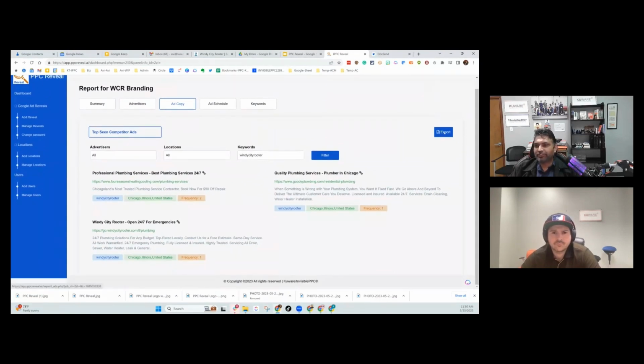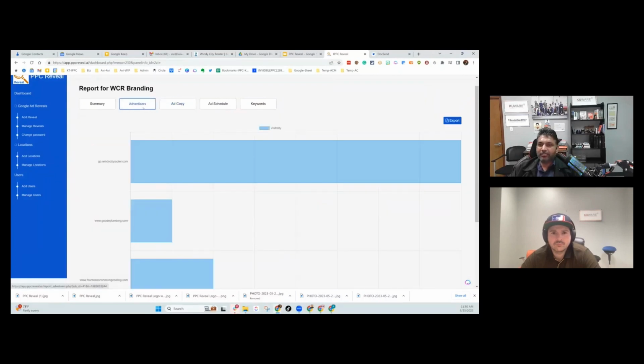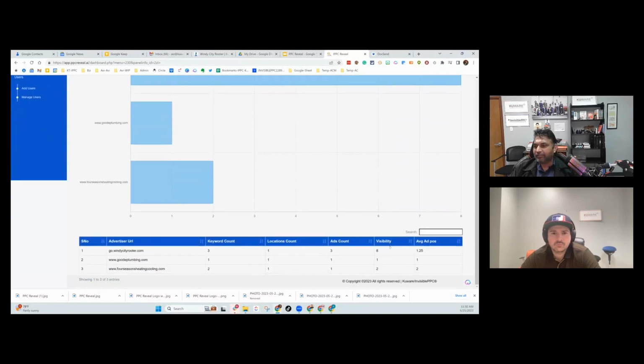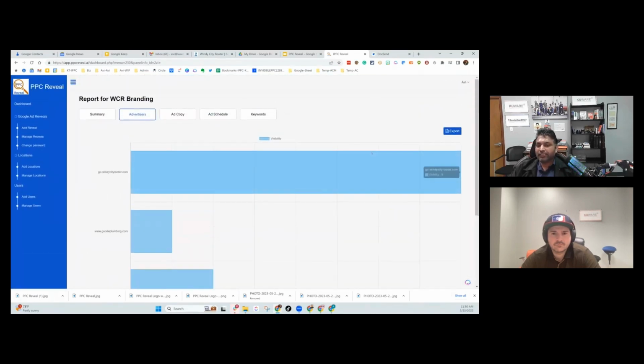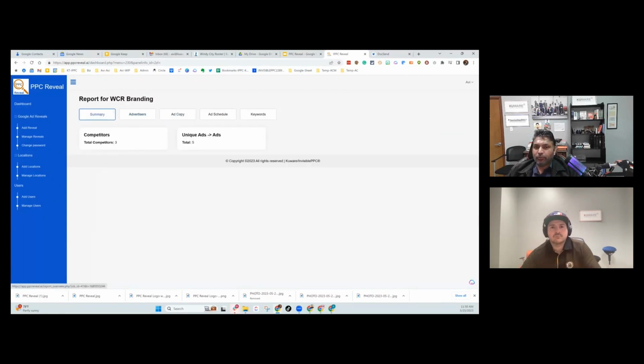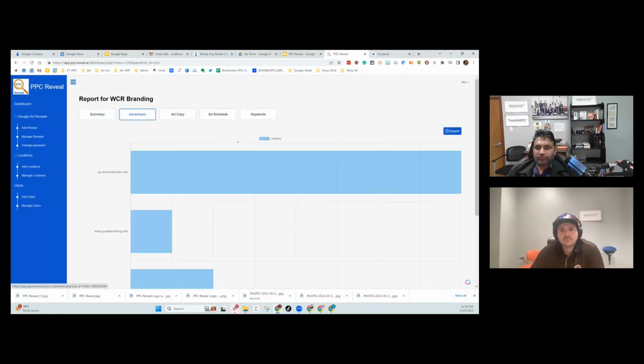You can export as a PDF. That's what I was talking about. PDF export already exists for everything. And advertisers, the visibility, keyword count, average ad position, all that is reported in this one. So I think because this is an interactive tool, I'll rather take questions and answer any questions.